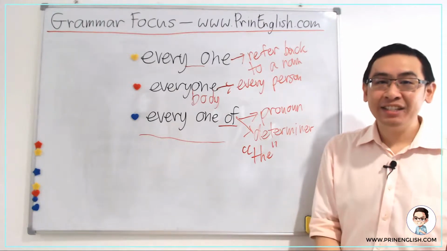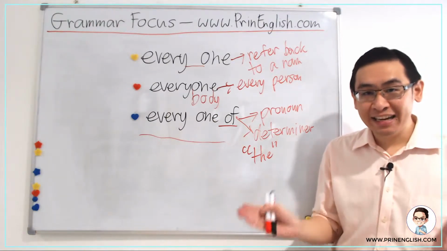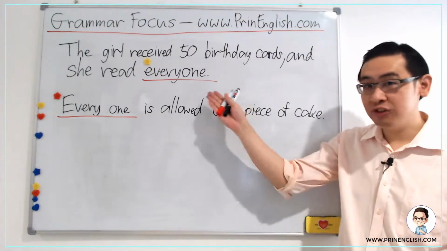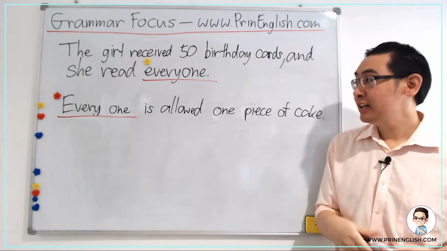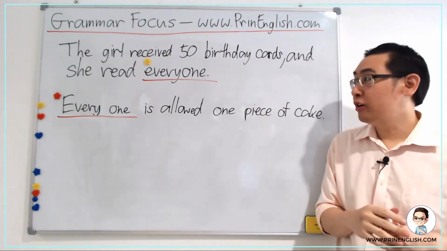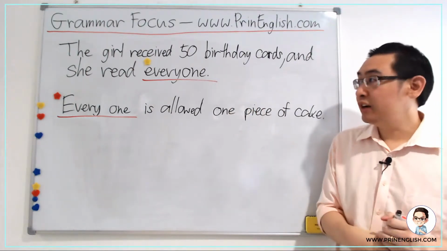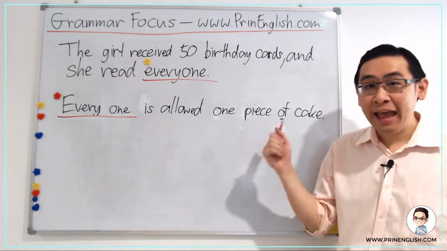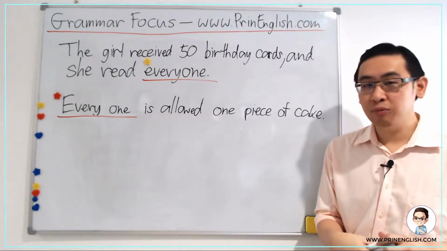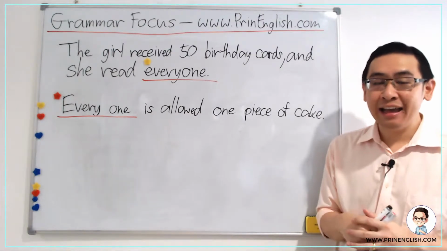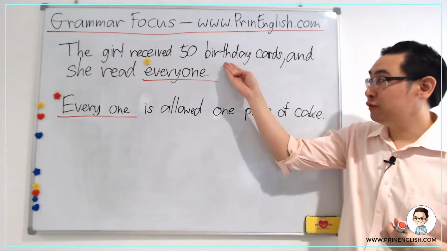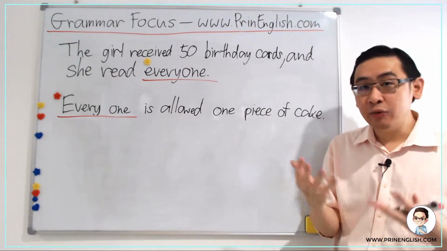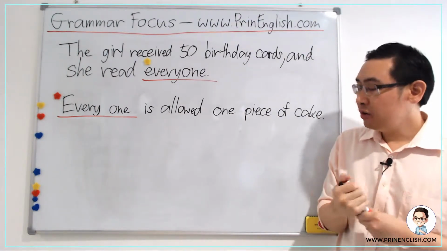Okay, now let's go back to the opening sentences. Alright, so do you remember these two opening sentences? Let's find out if they're correctly used or not. So let's begin with the first one: The girl received 50 birthday cards and she read everyone. So basically the girl probably had her birthday, right, and she received many cards, so 50 birthday cards, and she opened up all of them and read through all of them.